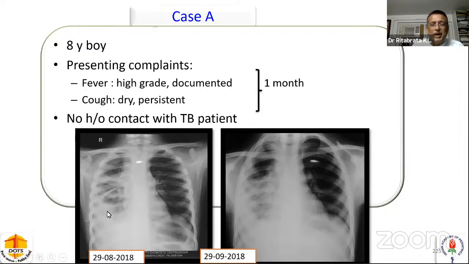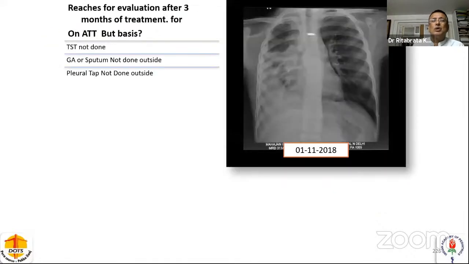The child was started on ATT, anti-tuberculosis therapy, and after 1 month, from August to September, a repeat X-ray was done, and again it didn't show much improvement. Only this non-homogeneous opacity is persisting. The cardiophrenic and costophrenic angles were not clear. So there's not much improvement in radiology also. Now the treatment started in August, and it is now November. The child has come to you for evaluation after 3 months.